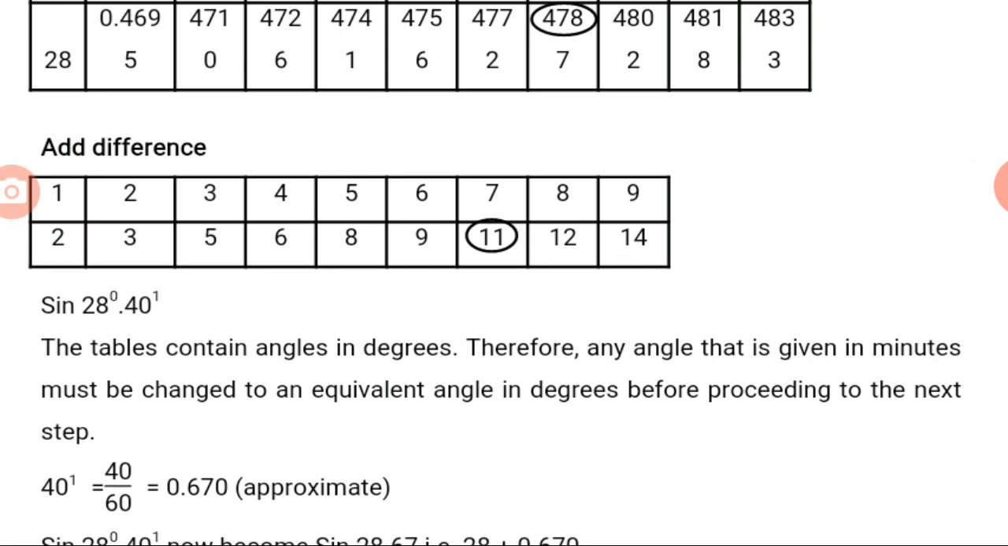But before we go to the table, let us move on to this one. We have 28 degrees and 40 minutes. We have to convert these 40 minutes to degrees. The table contains all angles in degrees. Therefore, any angle that is given in minutes must be changed to an equivalent angle in degrees before proceeding to the next step.